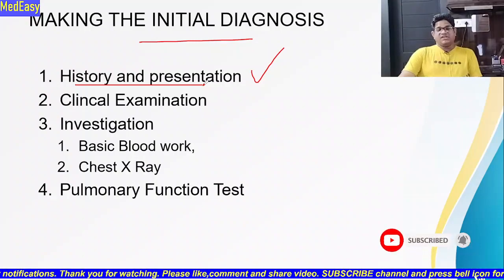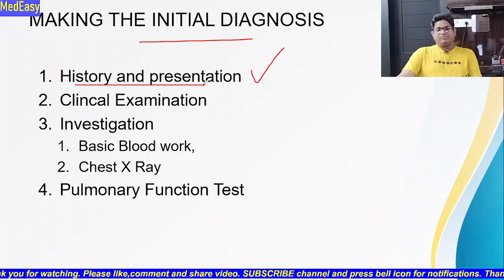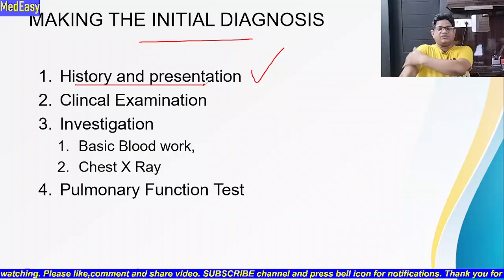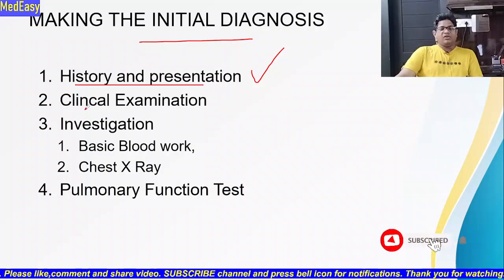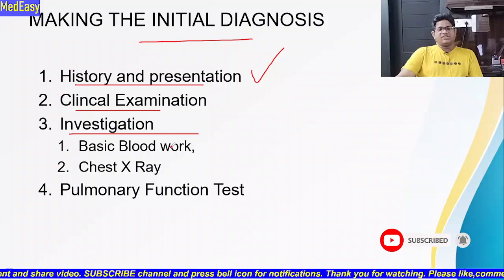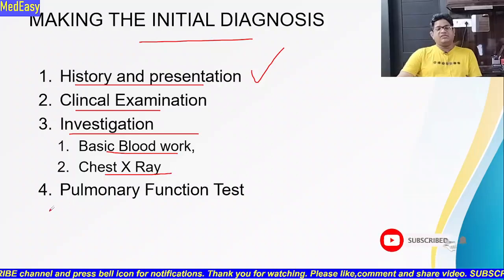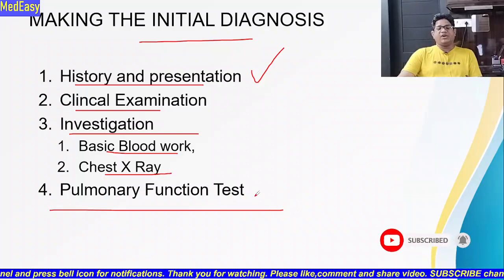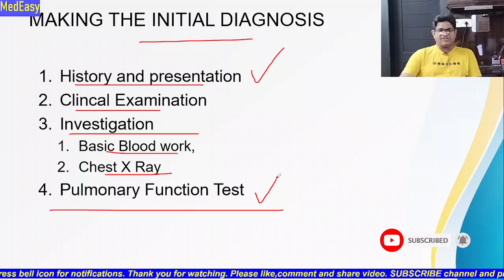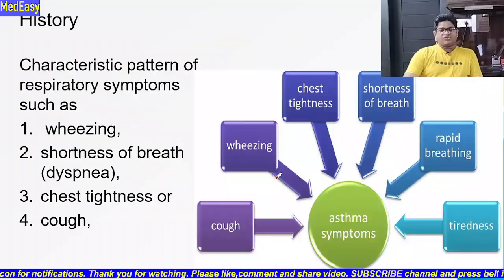So if you can take a good history, then you can have a very good idea of what the patient is suffering from, what the actual diagnosis is. Okay. And then you will do a clinical examination here. You can do investigations, that is the necessary investigations, a basic blood work, and you can do a chest x-ray, and by the way, to diagnose an airflow limitation you have to do a pulmonary function test. All right. So, what is the history?